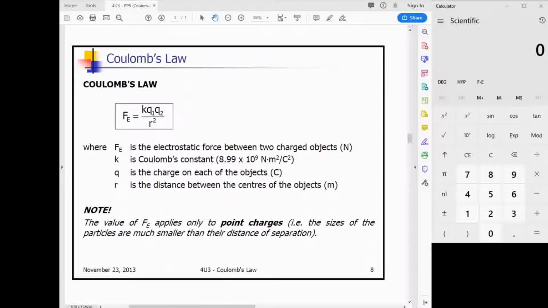Your Fe is your electrostatic force. k is Coulomb's constant. It's a rather large number, 8.99 times 10 to the power of 9. Its units are newton meters squared per coulomb squared. q is the charge of the objects, and that's the charges measured in coulombs. And r is the distance between the centers of the objects.